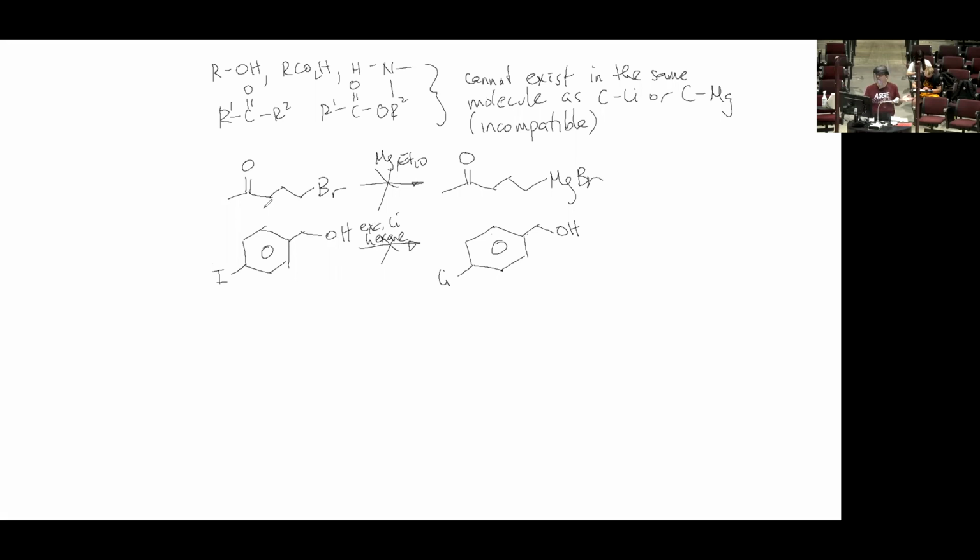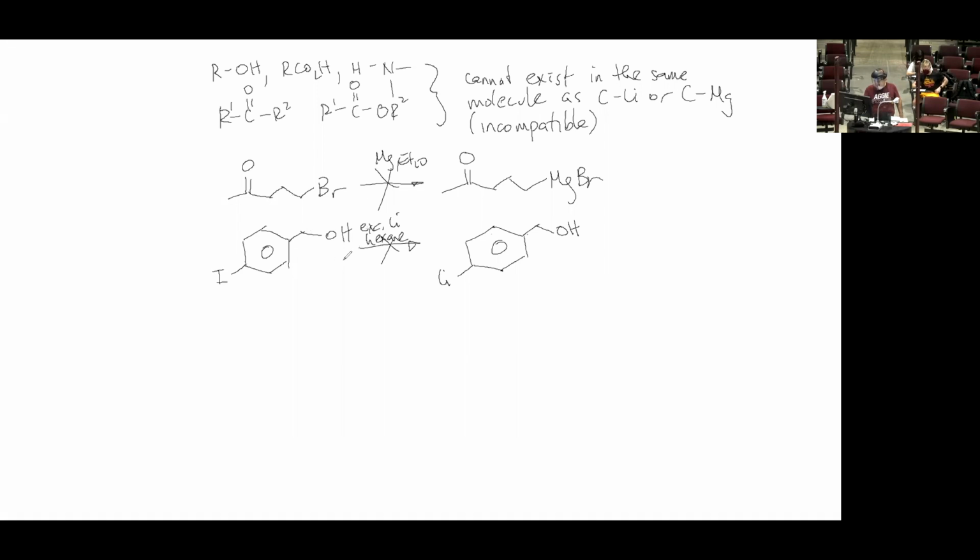And that brings up what I think is going to be our last topic for today, which is, is there anything you can do about that? Is there any way that you can get around a problem like this? And the answer is yes, you can. You can do it by protecting the incompatible functional group, or by putting on what's called a protecting group. And we'll end with an example of that.